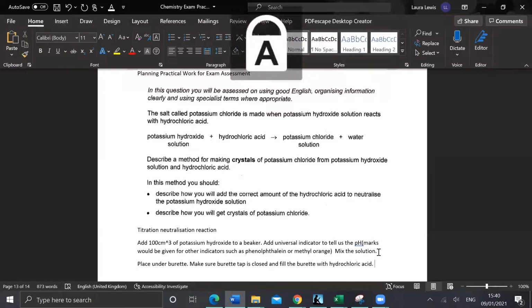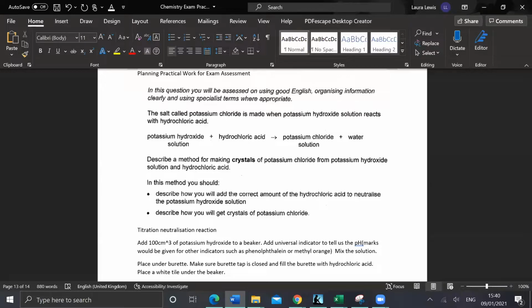I would also place a white tile under the beaker, because maybe we can see the color a bit clearer. If the table was white, it might be okay, but I'll put a white tile just to make it clear to see the color change clearly.